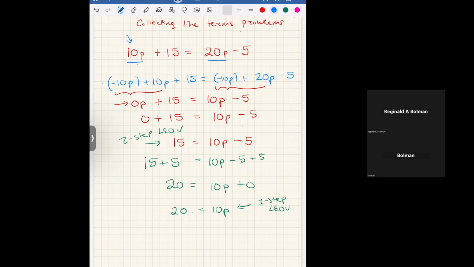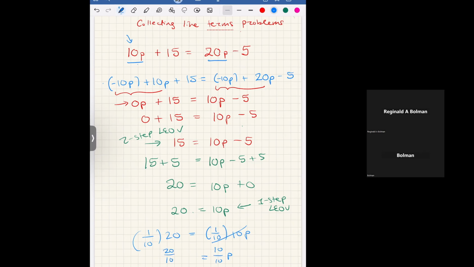Okay, you're almost finished with the problem statement. Go ahead and use your multiplicative inverse to clear the number that's in front of your p. We're going to multiply by 1 over 10 on both sides, because 1 over 10 is the multiplicative inverse of 10. You'll get 10 over 10 p and 20 divided by 10. 10 divided by 10 gives you 1, so you'll have 1p is equal to 20 divided by 10, or 2. You'll just have p is equal to 2. And that's your answer.